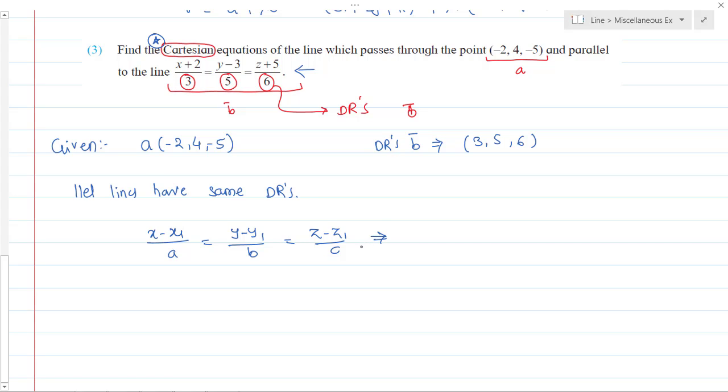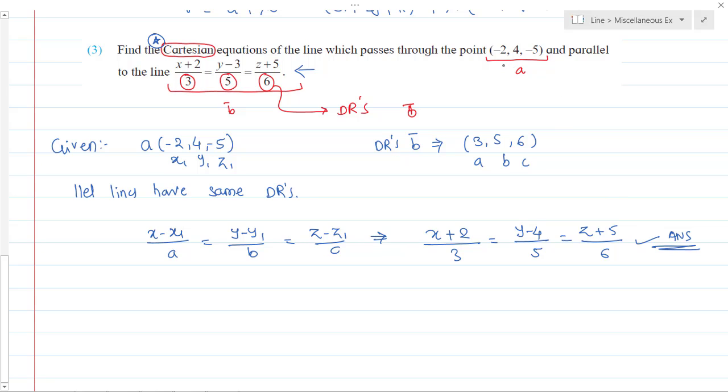Now let's substitute the values of x1, y1, z1 and a, b, c. These are my x1, y1, z1, and this is a, b and c. So it is (x plus 2) upon 3 equals (y minus 4) upon 5 equals (z plus 5) upon 6. That's it. This is my answer, boss. Nothing to worry. It's very simple. I'm telling you again and again.